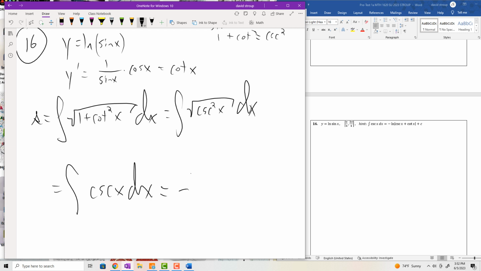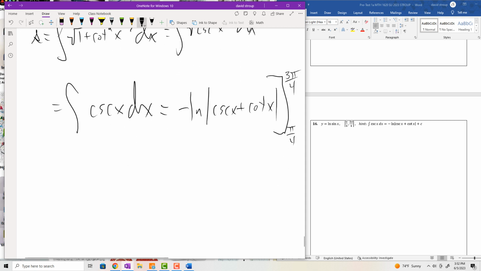And then the hint I give tells you that that's equal to the ln of the absolute value of cosecant x plus cotan x, evaluated from pi over 4. That's given in the problem as well, to 3 pi over 4. Where is 3 pi over 4? That's in the second quadrant. So sine is positive, cosine is negative in that quadrant.